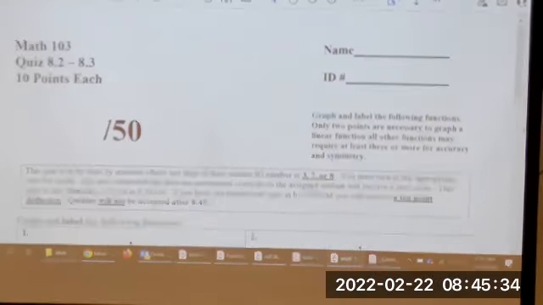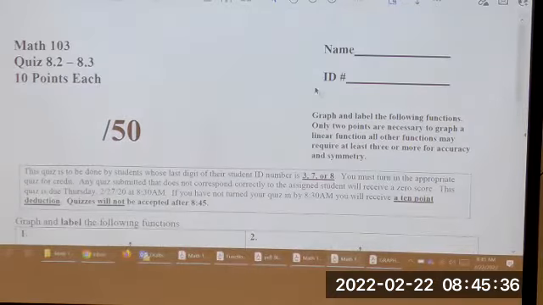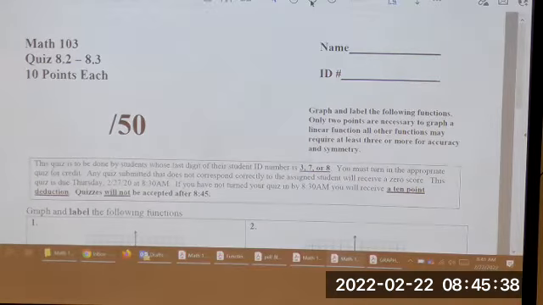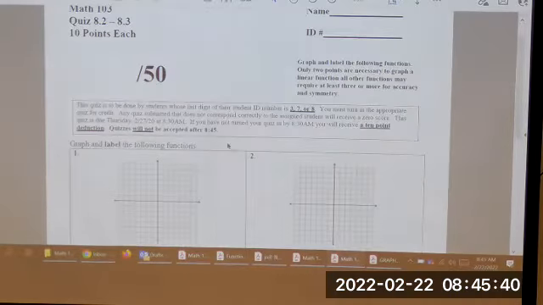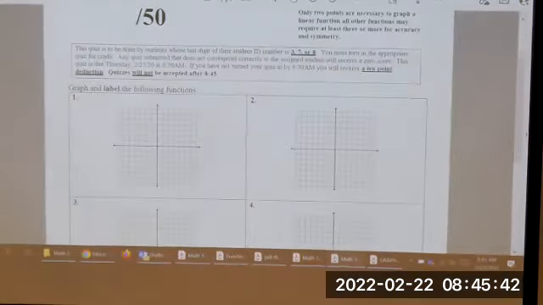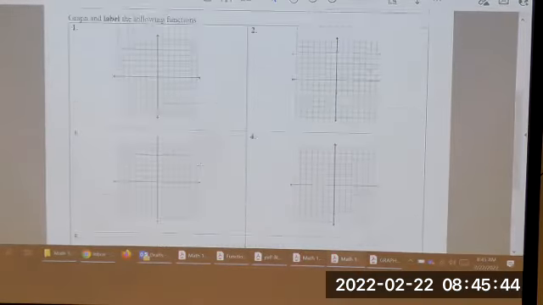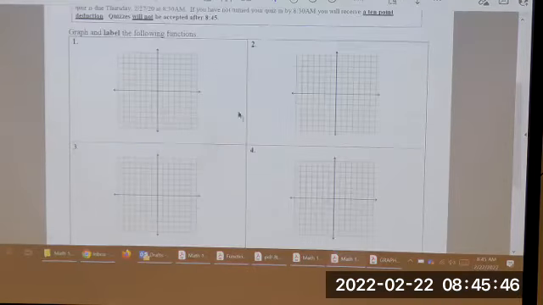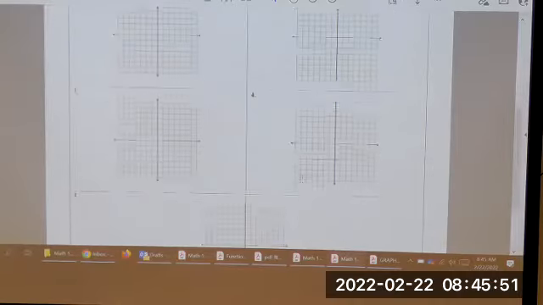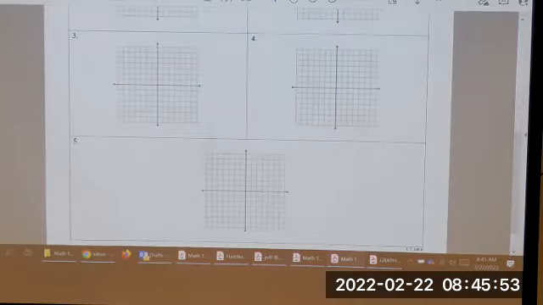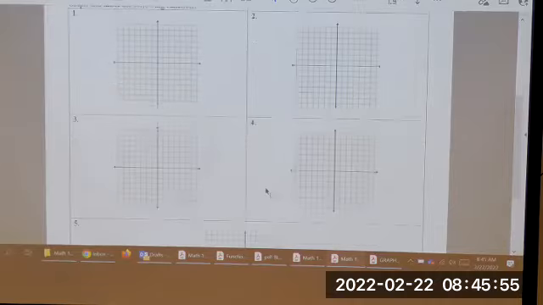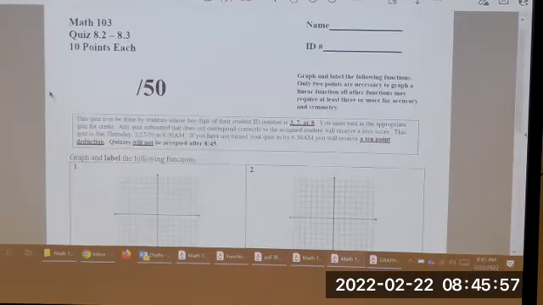Just so you see, this is the mock-up of the quiz, one that you'll take in class. We have 5 different problems. One of them will be a line, one will be a parabola, one will be an absolute value, one will be square root, and piecewise. 50 points for the 10 points.